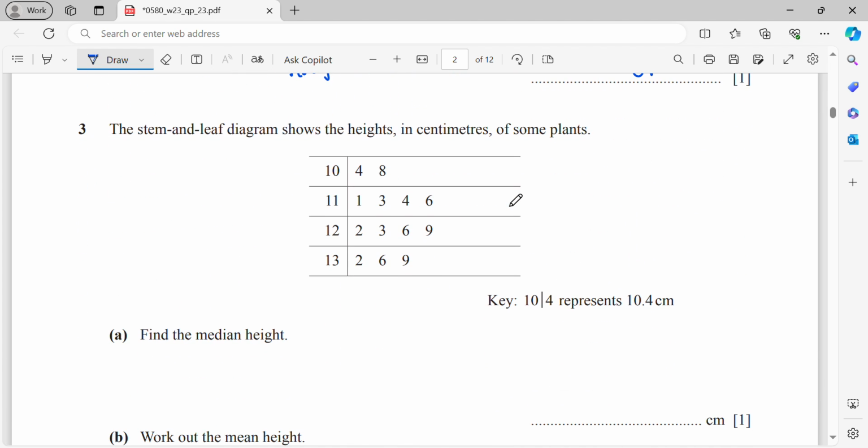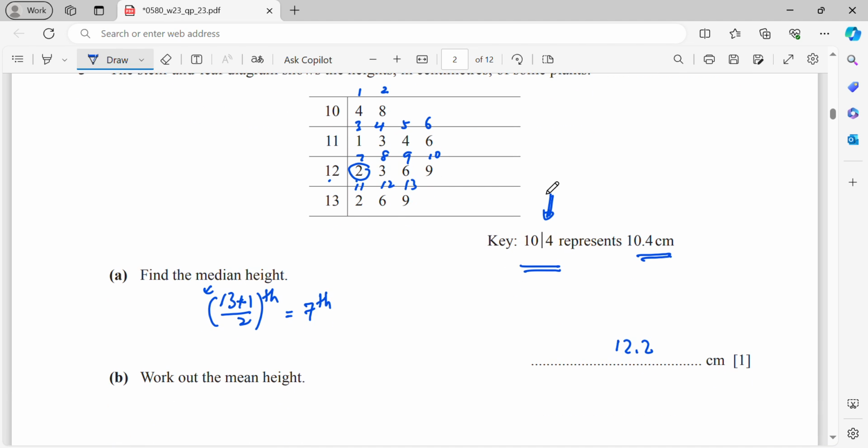For question number 3, the stem and leaf diagram shows the heights in centimeters of some plants. The key 10/4 represents 10.4 centimeters. Find the median height. From here we have 1, 2, 3, 4, 5, 6, 7, 8, 9, 10, 11, 12, 13 data. So the median position is 13 plus 1 divided by 2. This means it is data number 7. Data number 7 is 12.2.